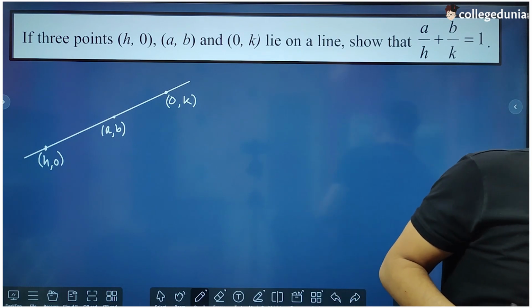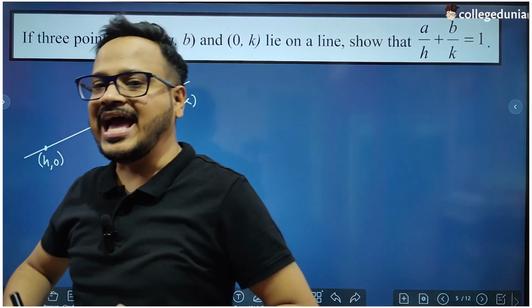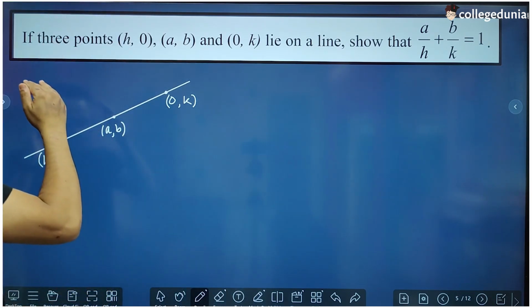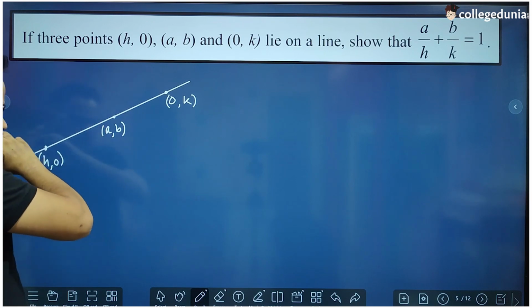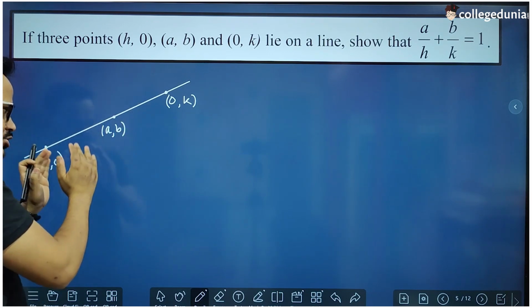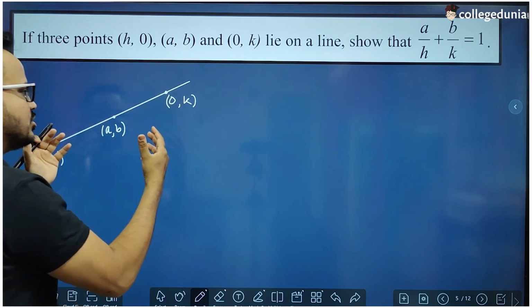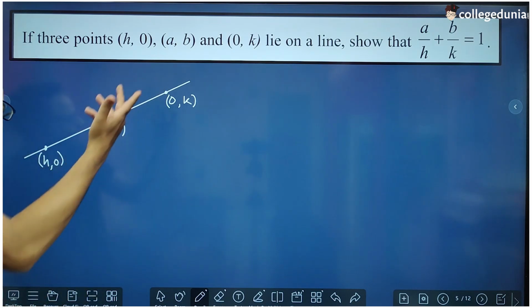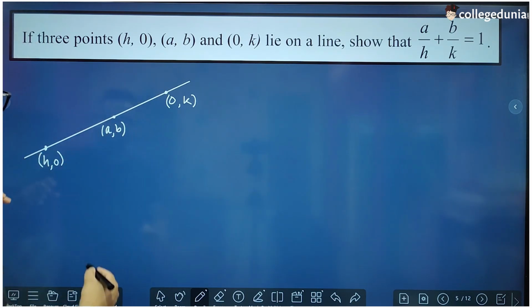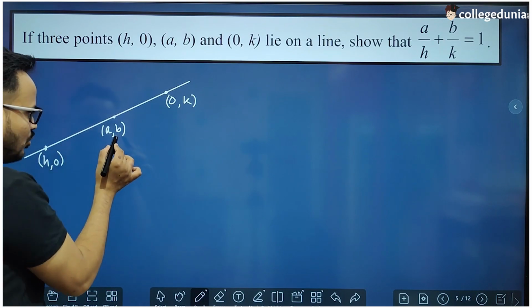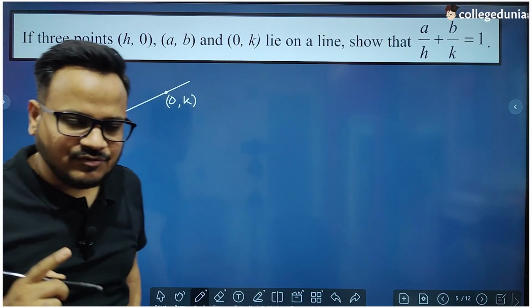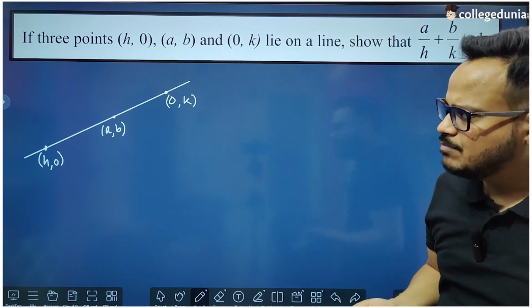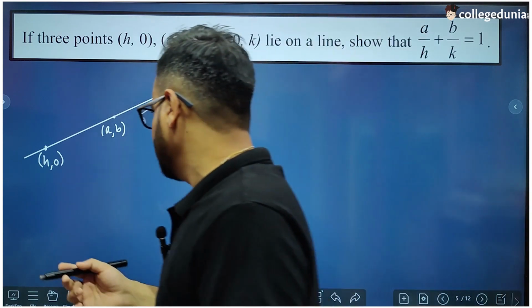So what happens when the 3 points lie on a straight line? If you take any 2 points, you are going to get the same slope because the line is same. So the slope which you will calculate using any 2 of these points will have the same value, because that will be the slope of the same line, right? So let us find first the slope using these 2 points. Now since 2 points are given on the line, obviously we are not going to use the formula m equal to tan theta. We will use the formula m equal to y2 minus y1 by x2 minus x1.